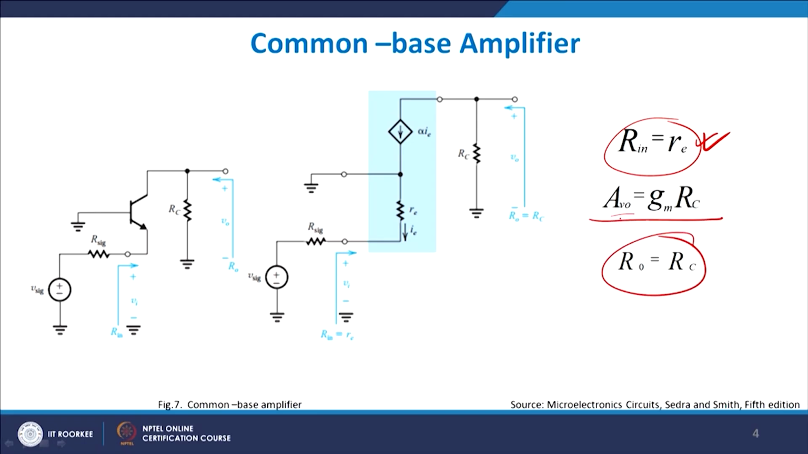So, you can understand that your R0 is typically a very large quantity, and therefore, gm times RC is very large, and that is the reason you do have a large amplification in this case, as compared to other configurations, because your gm is relatively independent of the applied currents, right.